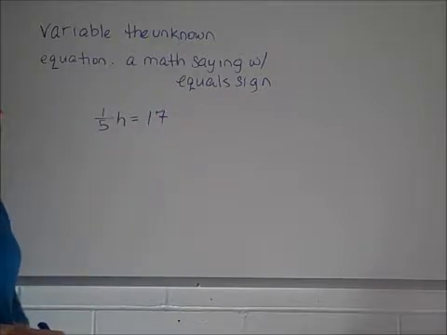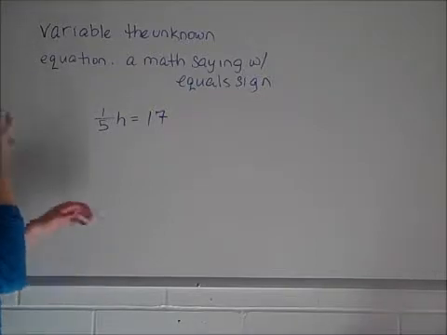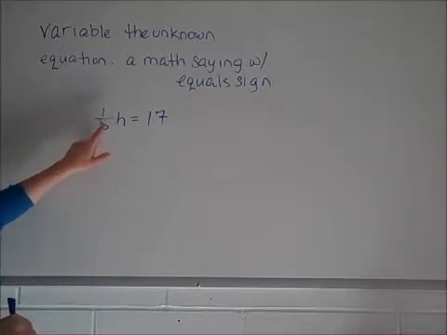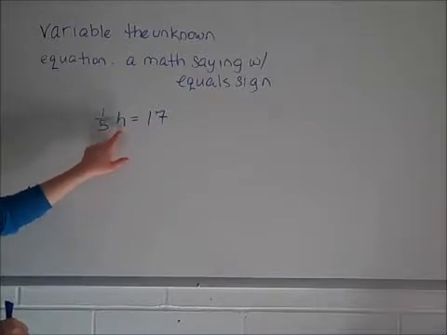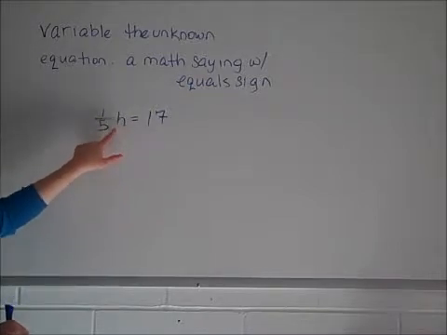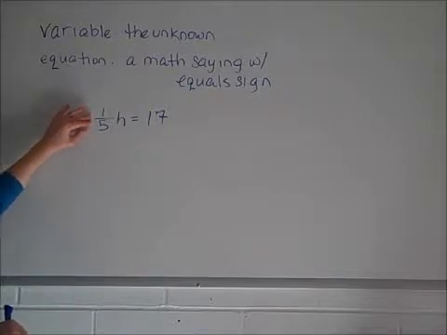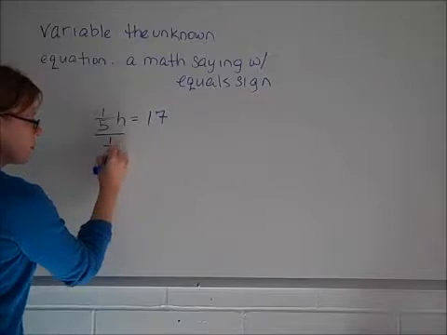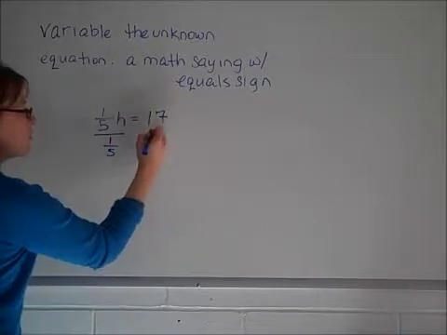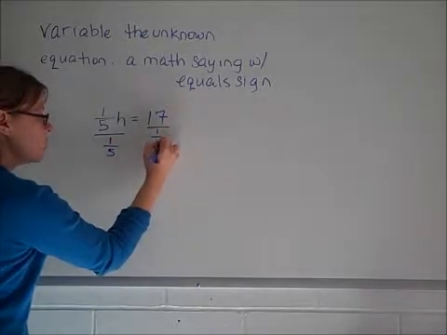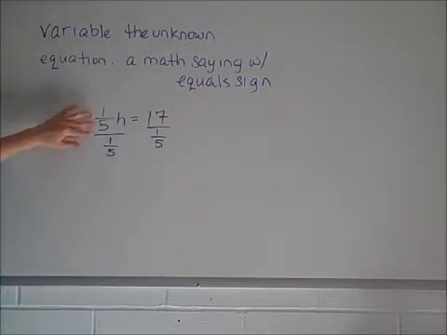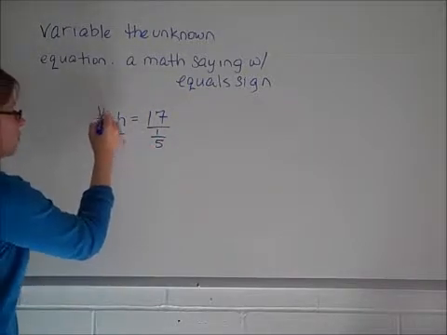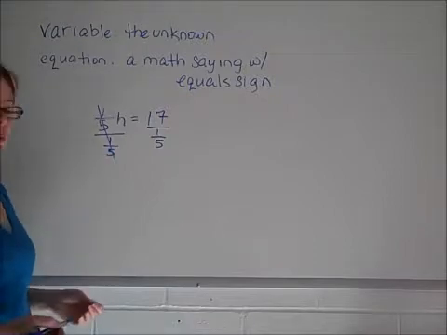Okay, 1/5 h equals 17. So there's two ways that we can solve this. The first way is to think about this as multiplication. 1/5 is touching the h, so these two things are being timesed. So if we want to get rid of something being multiplied, we divide. So we could divide by 1/5. What we do to one side, we do to the other. 1/5 over 1/5 is going to cancel out. Looks kind of complicated, but it still works the same way.